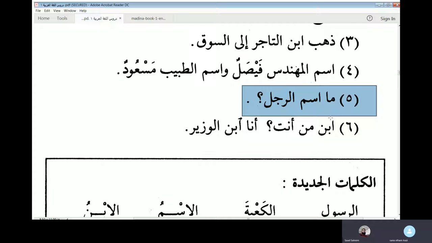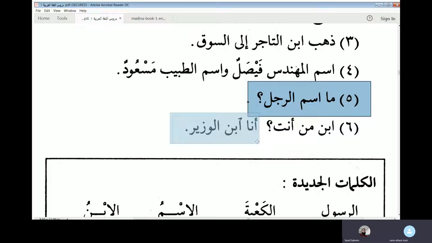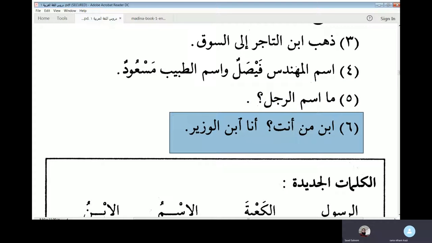Ma ismul rajuli? What is the name of the man? Okay. This first mistake: ismu is Muzaf, so Rajul, which is Muzaf Ilayhi, should be Majrur. Read this again. Ma ismur rajuli? Good. What is the name of the man?